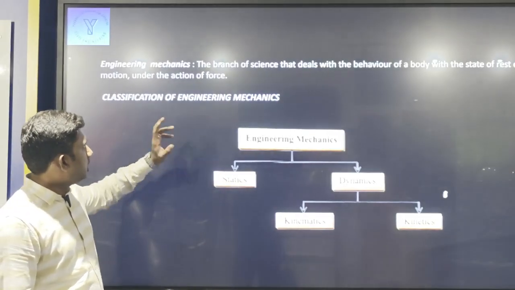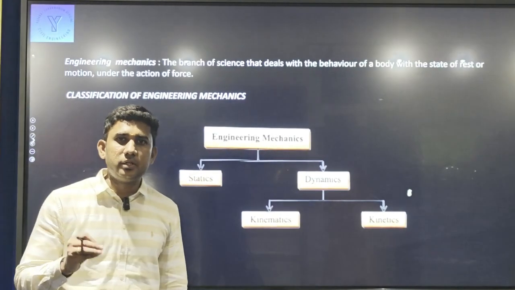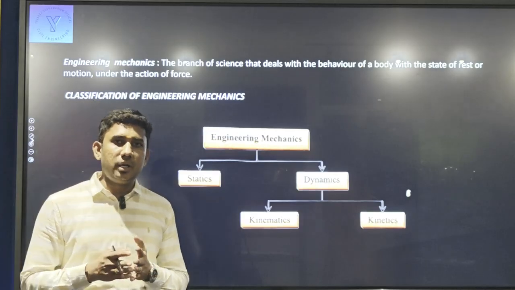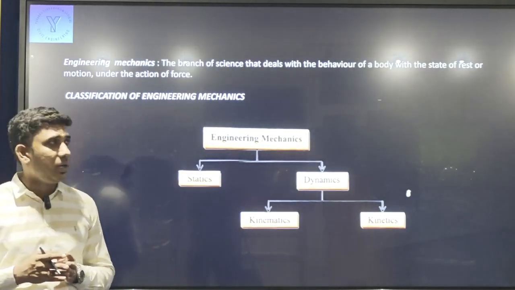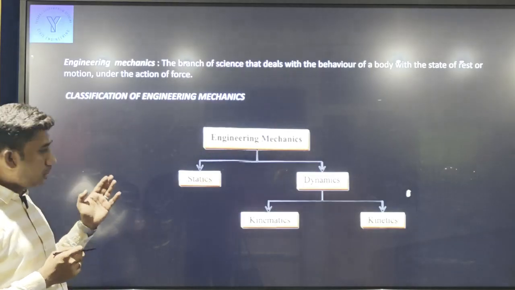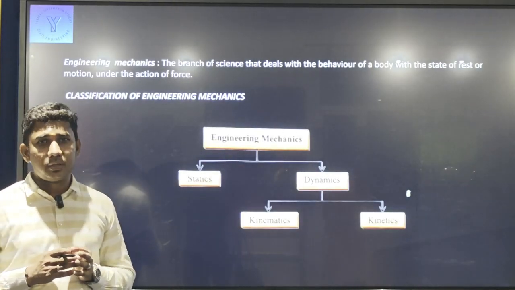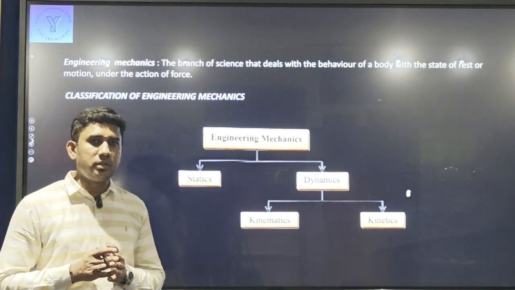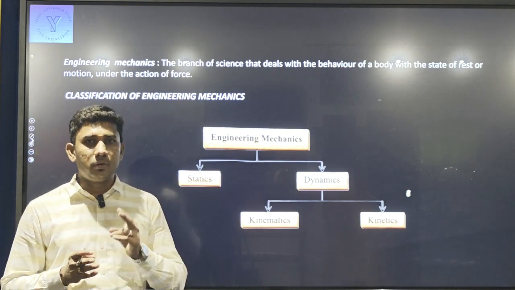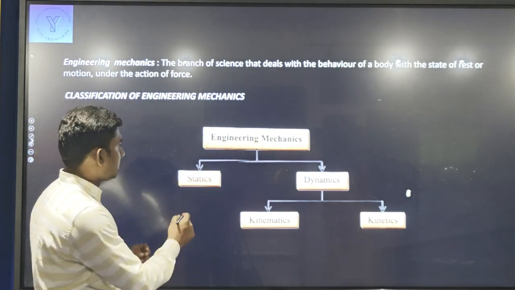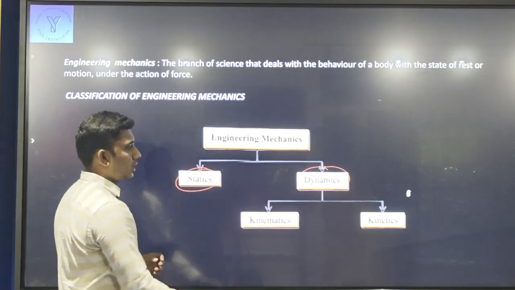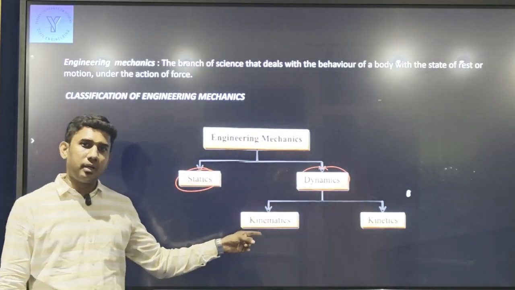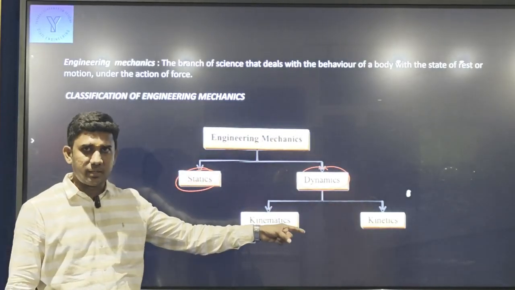So we have the basic introduction and the definition for engineering mechanics. Engineering mechanics is a branch of science that deals with the behavior of a body in a state of rest or its motion under the action of forces. If I broadly classify engineering mechanics, it can be classified into two basic types. One is statics, another one is dynamics. Dynamics gets classified into two major types, that is kinematics and kinetics.